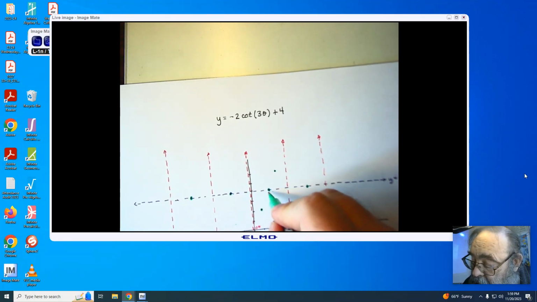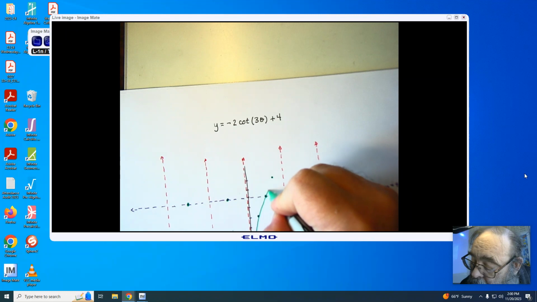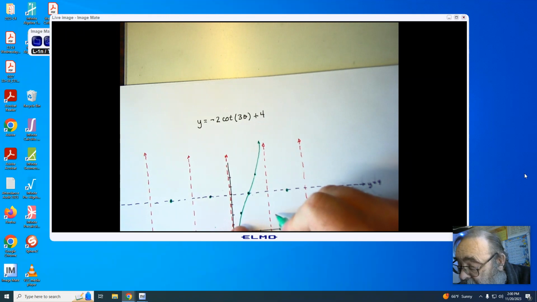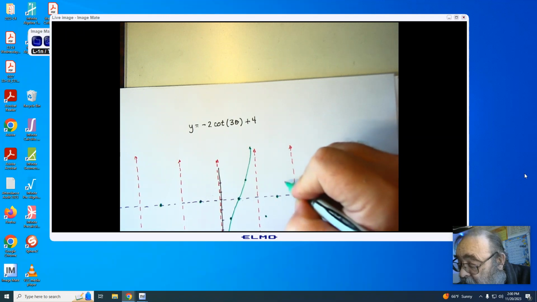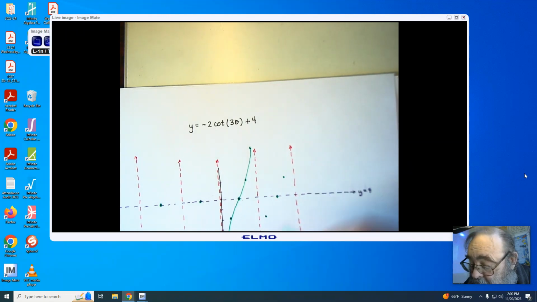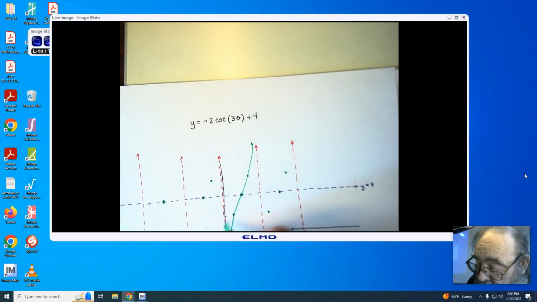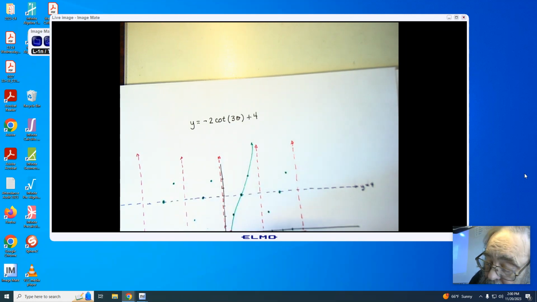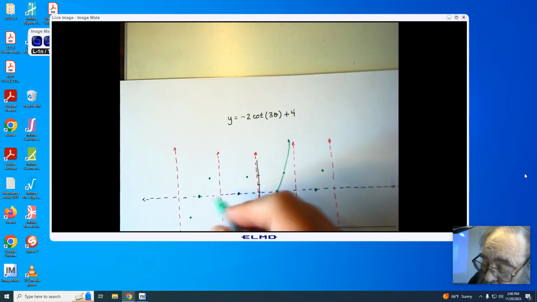I'm now ready to do my concave down, approach the asymptote, concave up, approach the asymptote. So that means 5 pi over 12 is going to be in the same location at positive 2. 7 pi over 12 is at 6. Negative pi over 12 is going to be at 6. Negative pi over 4 is going to be at 2. Negative 5 pi over 12 is going to be at 6. And negative 7 pi over 12 is going to be at 2.